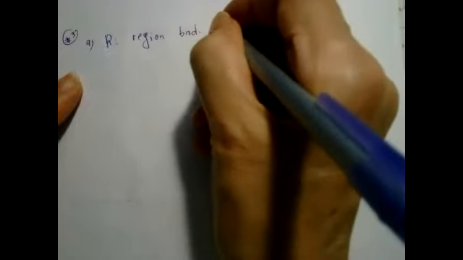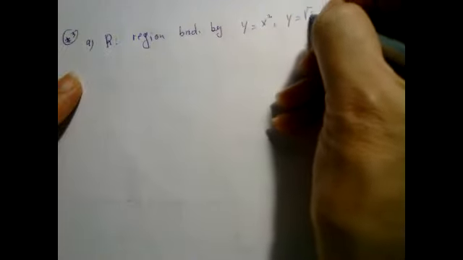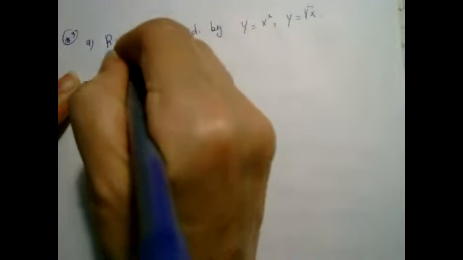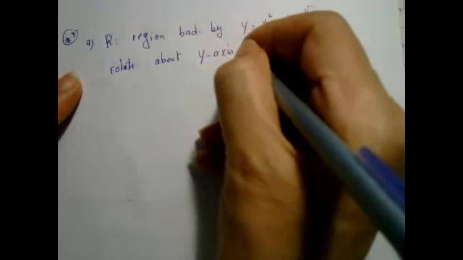So part 2 now, we're going to take another example. So now example number 3, actually 3A, because I want to make this into 2 pieces. R is the region bounded by y equal x squared, y equal root x, and we're going to rotate about the y-axis. Find the value.